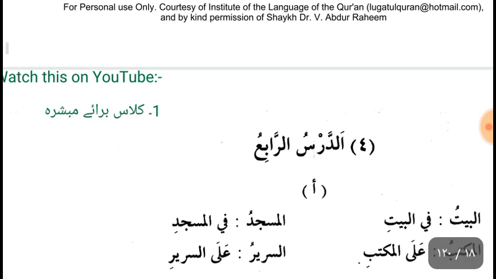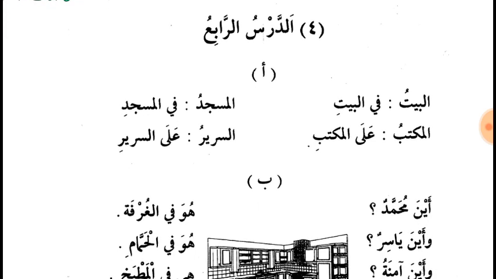On the next page we have new lesson, Ad-Darsul Rabia, fourth lesson. In this lesson we will learn about huruf jar. Al-baytu means the house. Fil-bayti, in the house. Al-masjidu, the masjid. Fil-masjidi, in the masjid. Al-maktabu, the desk. Al-maktabi, on the desk. As-sariru, the bed. Al-sariri, on the bed. So whenever we use huruf jar in the start of word, we add kasra at the end of the word. Okay.